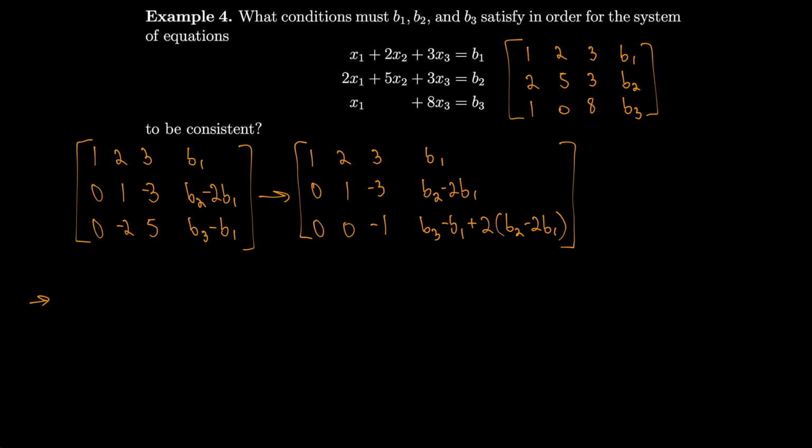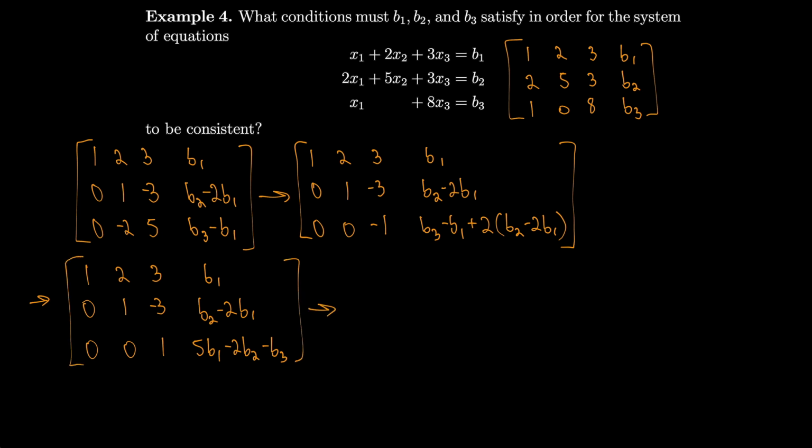Okay, so let's just make that positive. We'll keep the top, 1, 2, 3, B1, make this 0, 1, minus 3, as before, B2 minus 2B1. My bottom row becomes 0, 0, 1, and I'll multiply this by negative, and I'll just simplify it a little bit, and I'll get 5B1 minus 2B2 minus B3 by combining like terms.